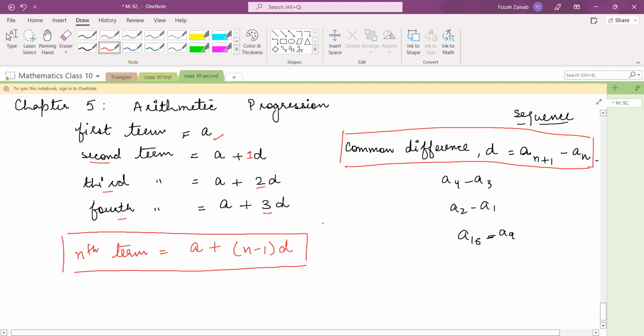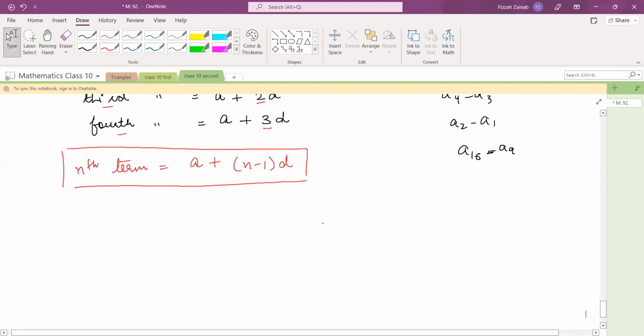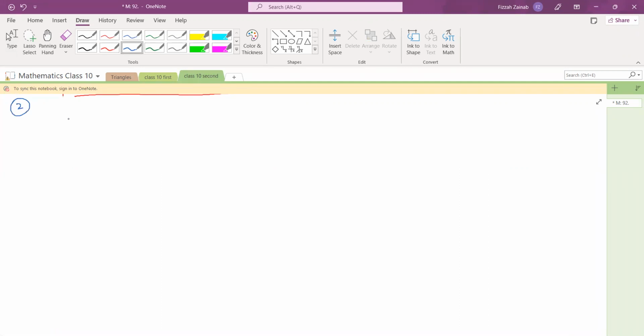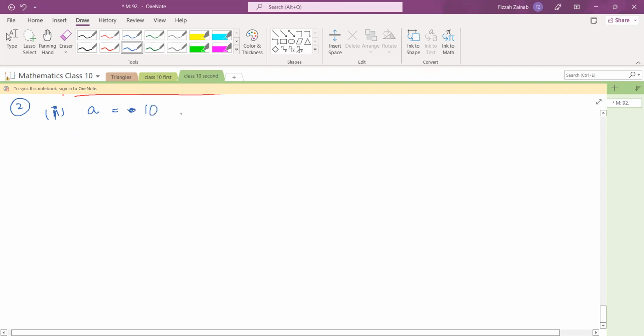Let us start with exercise 5.1 now. I'll start with question number 2. Question 1 we will do afterwards. Question number 2 is easy: write the first 4 terms of the AP when the first term and the common difference d are given. Let me take the first part. The first term is 10 and the common difference is also 10. You have to write the 4 terms of the AP.